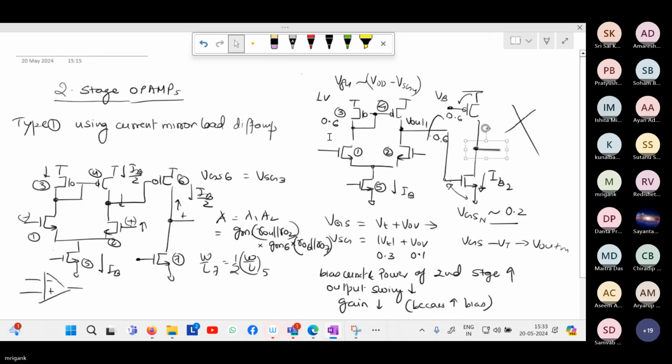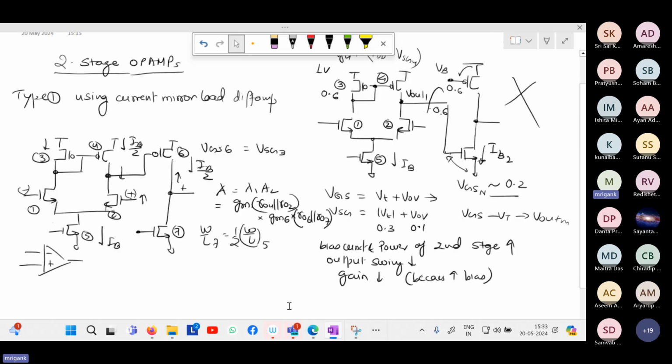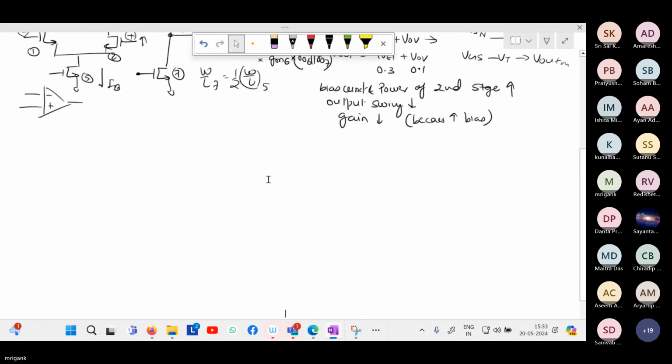Any doubt in this? So for gain, we can see that whatever you were getting from a single stage, the order of gain was GMRO earlier. But now the order of gain is GMRO whole square, because first stage GMRO is coming, and second stage again GMRO is coming. So this scheme can give you bigger gain. If you were getting a gain of 100 from the previous scheme, suppose you are getting 500, now in this case you can get 500 times 500. So this can give you overall larger gain.